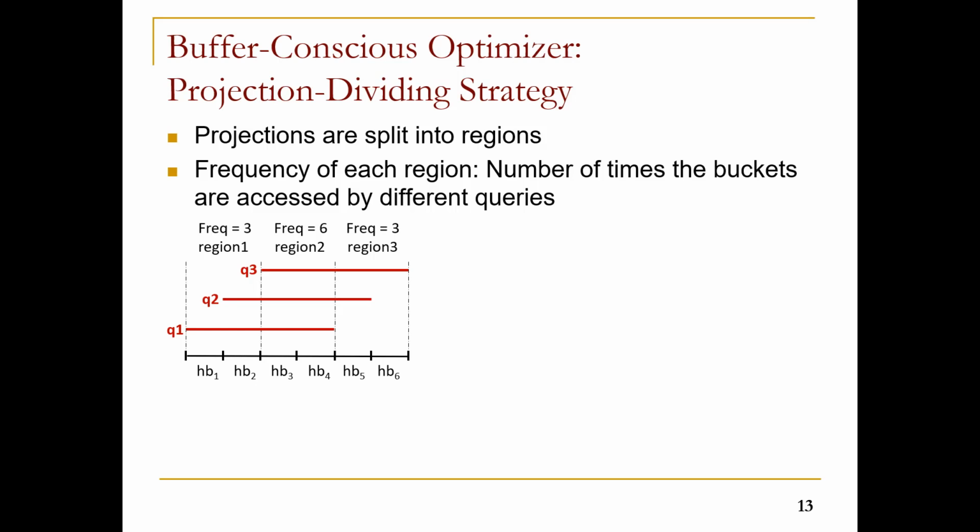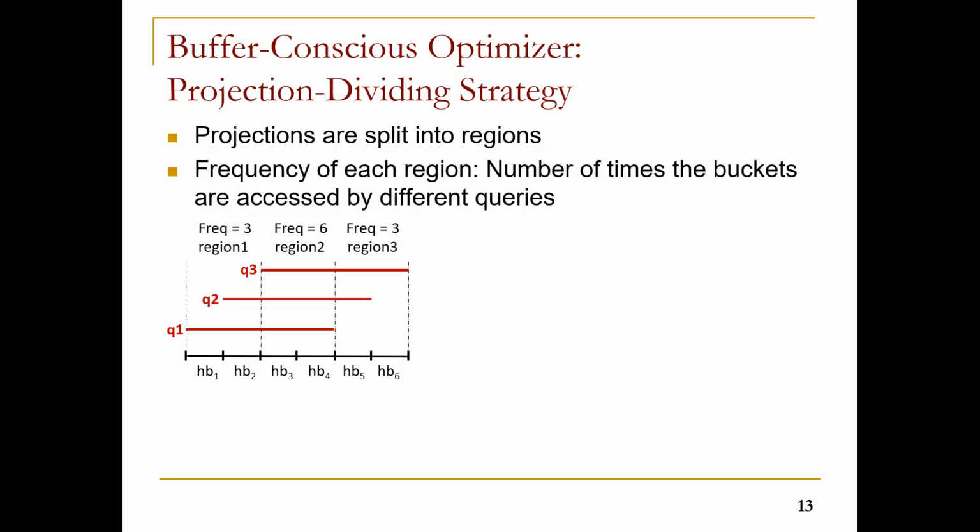Our strategy to solve the challenge of estimating frequencies is to split the projections into different regions. Then we calculate the number of buckets in each region which are required by the queries in the same region. For example, in the first region of this figure, buckets HP1 and HP2 are needed 3 times by queries Q1 and Q2. We call this number the frequency of that region.